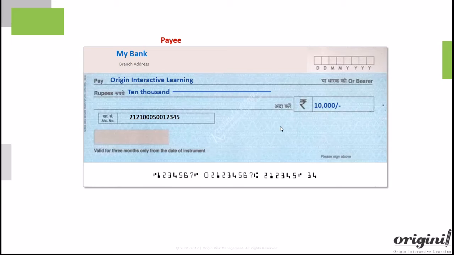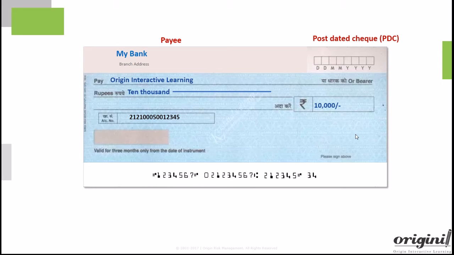Please do not forget to sign the check. Your sign must match what you have provided to your bank, else the check will not be honored and transfer will not take place. You need to put the date here. Sometimes we put this date to be a future date. Checks with future dates are called post-dated checks.